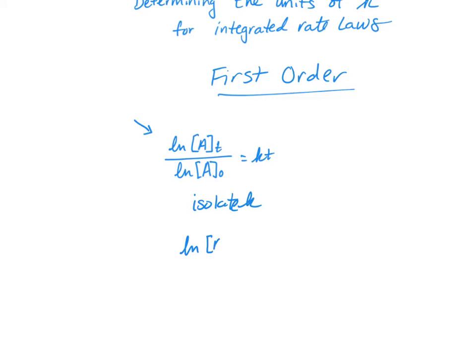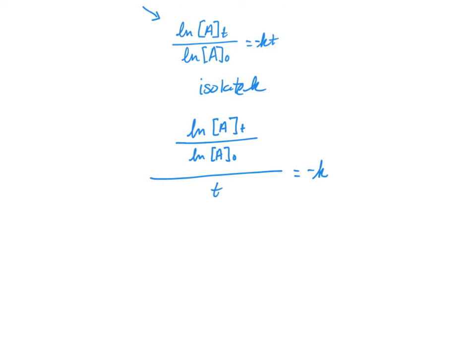So we'll have natural log of the concentration of A at time t divided by natural log of the concentration of A at time 0, all divided by t is equal to minus k. Sorry, there should have been a negative sign there. And so our units then, we can just plug into this equation and see what we end up with.